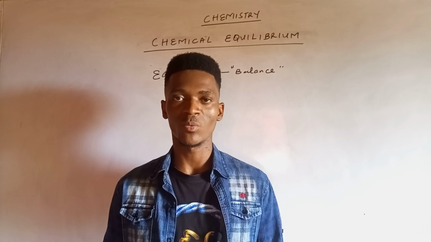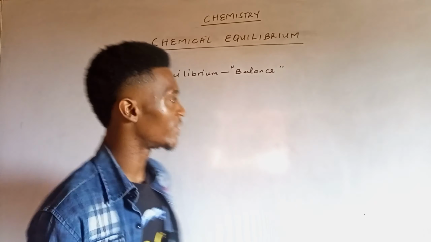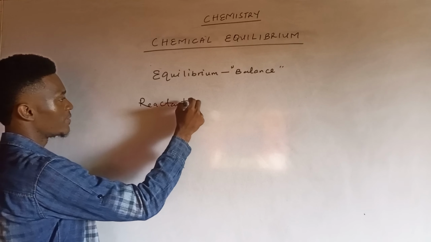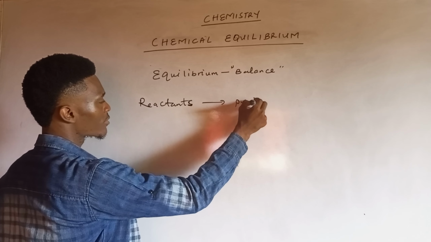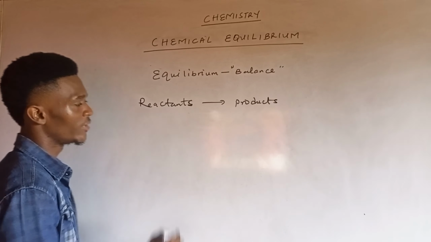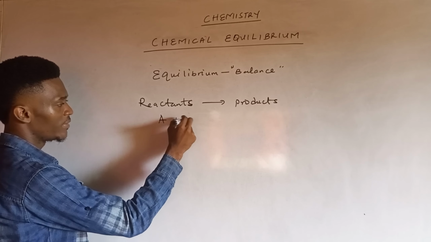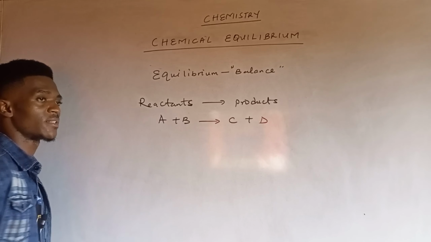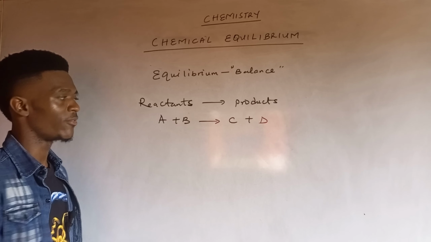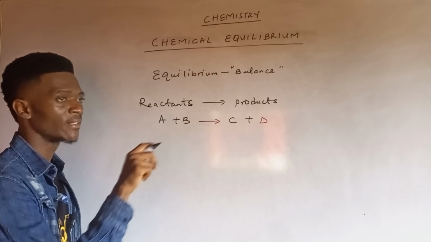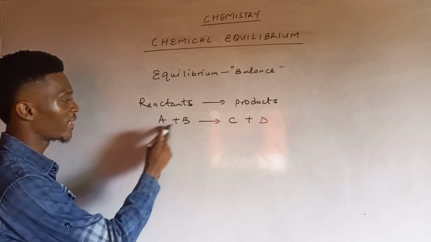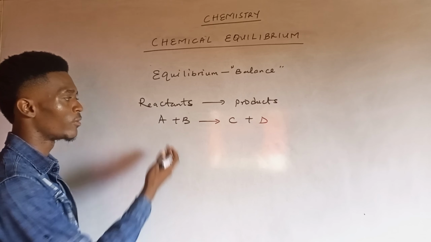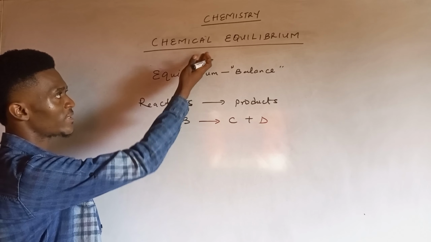Generally, in chemical reactions, we have the left side and the right side. On the left side, we have the reactants, and on the right side we have the products. If I write a reaction like this, A plus B to give C plus D, this is an irreversible reaction because the reaction is only proceeding in one direction. We can call A and B the reactants and C and D the products. But looking at this reaction, it cannot exhibit chemical equilibrium.